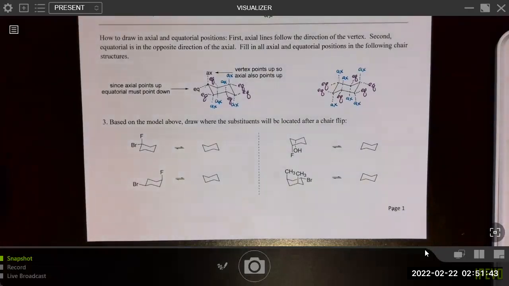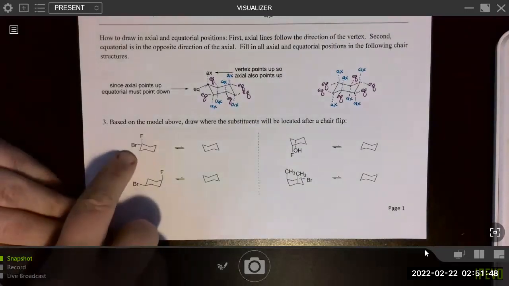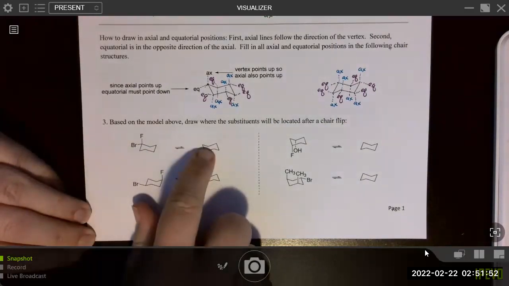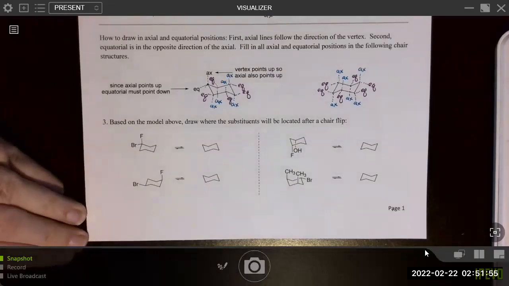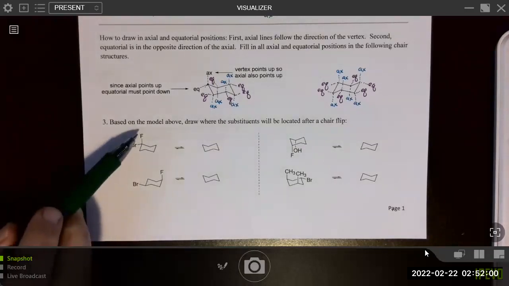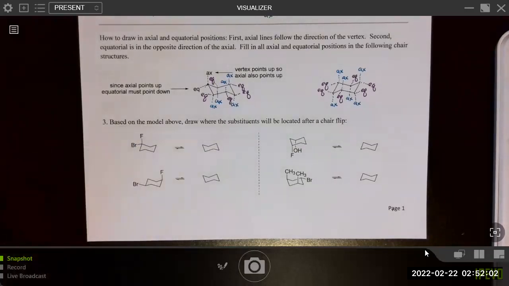And so I think the question here wants us to locate exactly where these substituents are in this chair and then figure out where they will be once we do a ring flip, right? So remember that what's up always stays up, right? So the fluorine is up. What's down always stays down, but it does flip from axial to equatorial. So since this fluorine is axial, it should be equatorial after the ring flip. The bromine is currently equatorial, so it should be axial after the ring flip.